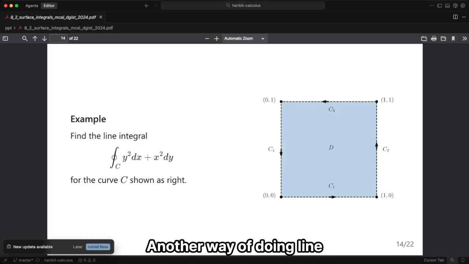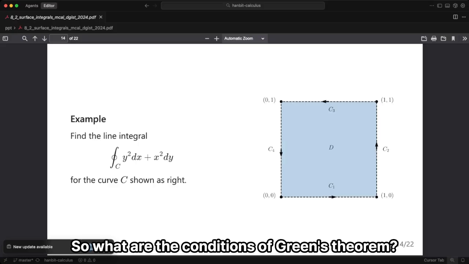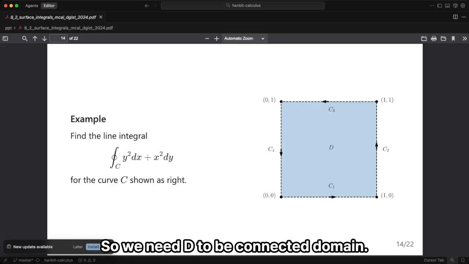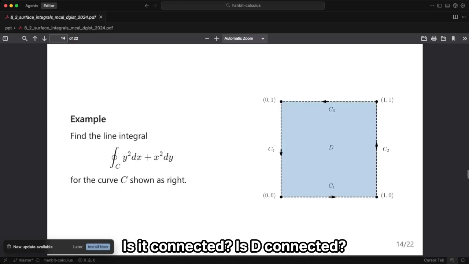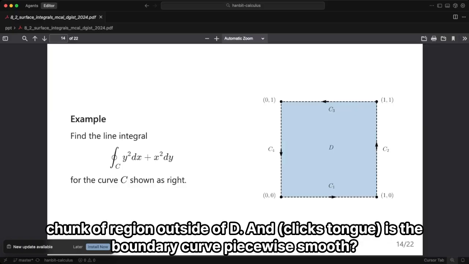Another way of doing line integration is using Green's theorem. So we must be careful about when you use the theorem, whether the conditions are met. So what are the conditions of Green's theorem? Let's go back to our statement. So we need D to be a connected domain. The region D must be a connected domain. Is it connected? Is D connected? Yes, because it's all fully filled. It's not disconnected, right? There is no other chunk of region outside of D.